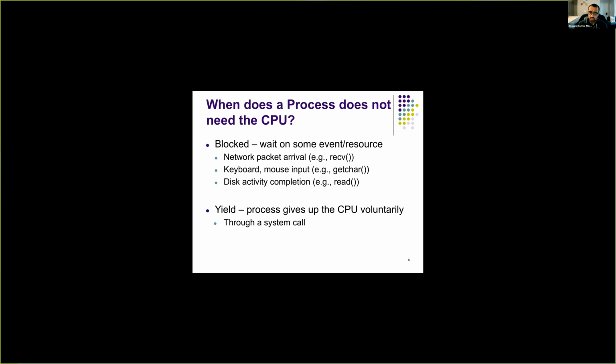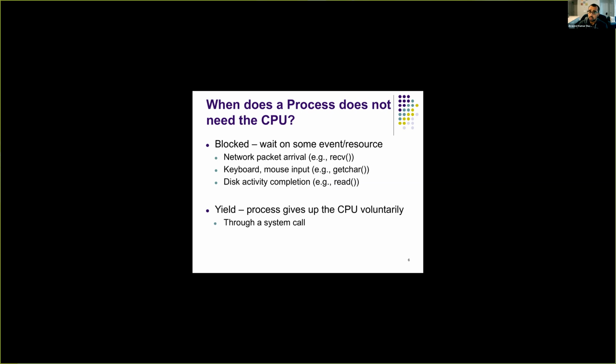In the other case, a process may actually give up the CPU voluntarily. This can happen when the process knows that it is waiting for some other process, or it is waiting for some network server to finish some job. So a process can act nicely and give up the CPU. It can inform the operating system that it doesn't need the CPU anymore. This is usually done through a system call, commonly called yield. So when you call yield, the process is informing the operating system that it doesn't need the CPU anymore.